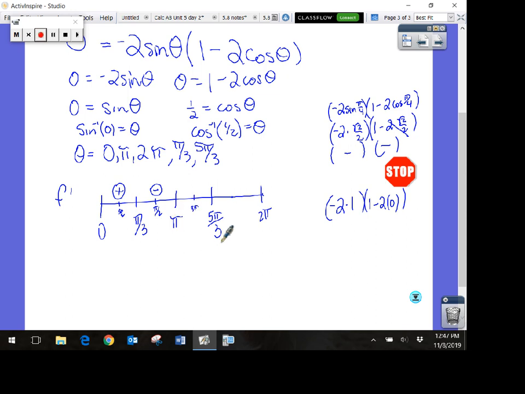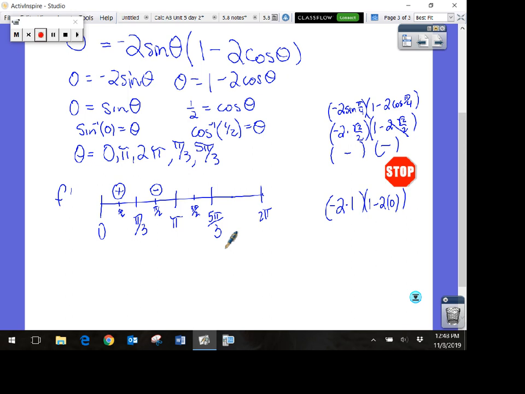Three pi over 2 is a quadrantal because it lies on an x or y axis. If it lies on an x or y axis, that's the thing to evaluate, because your only choices are 1, 0, negative 1. It's just easier to evaluate than having roots and stuff. So, 3 pi over 2.